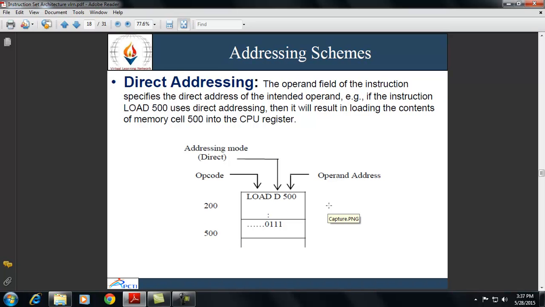Direct addressing means the operand field of the instruction specifies the address of the intended operand. In this, you can see these are the memory addresses. This is the instruction that contains load D for direct, and 500 is the operand address, which specifies the address of the main memory from which the operand is to be fetched. It means on evaluating this, 500 is the address, the control will go to the address 500, and from this address the value will be fetched. This is direct addressing, in which the instruction contains the address from which we can access the value.